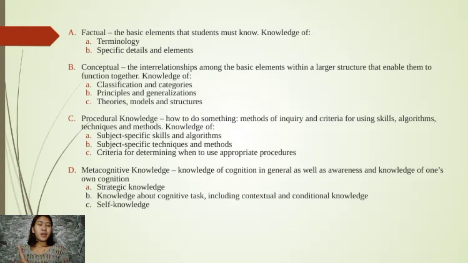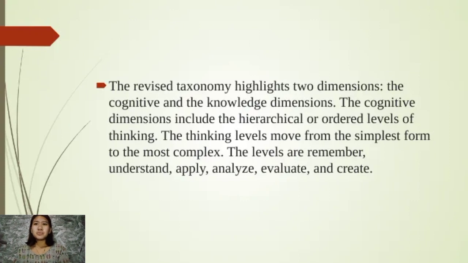Knowledge of subject-specific skills and algorithms, subject-specific techniques and methods, criteria for determining when to use appropriate procedures. The next one is metacognitive knowledge, or the knowledge of cognition in general, as well as awareness and knowledge of one's own cognition. It is the strategic knowledge, knowledge about cognitive skill, including contextual and conditional knowledge, and self-knowledge. So let's proceed to the next slide.